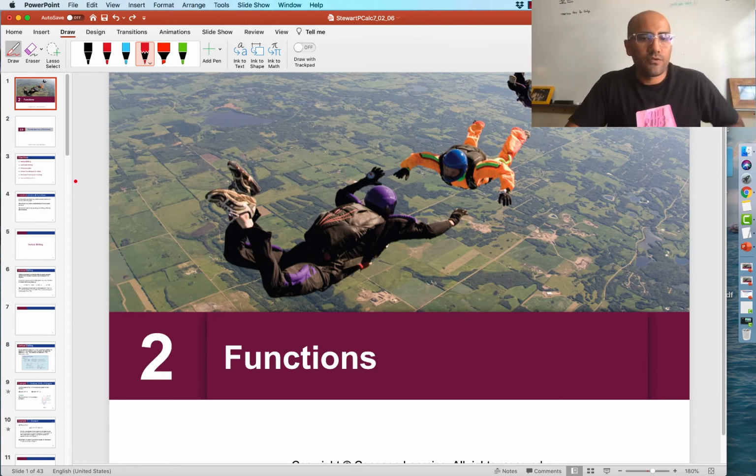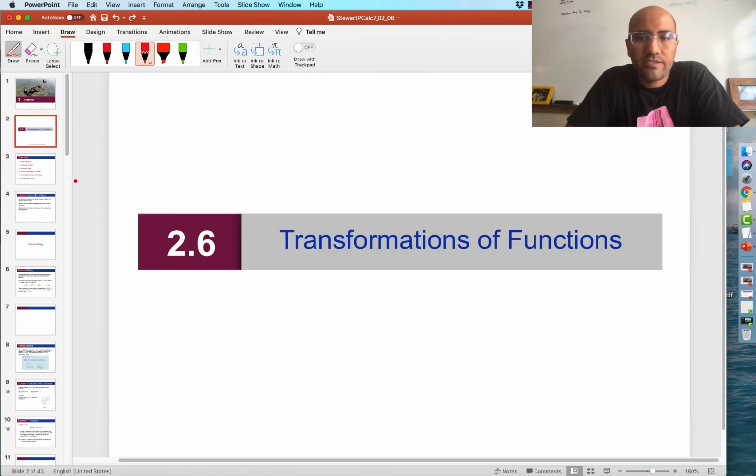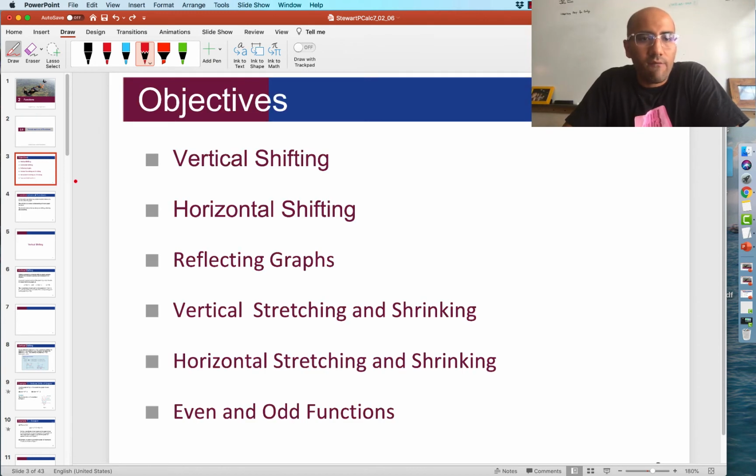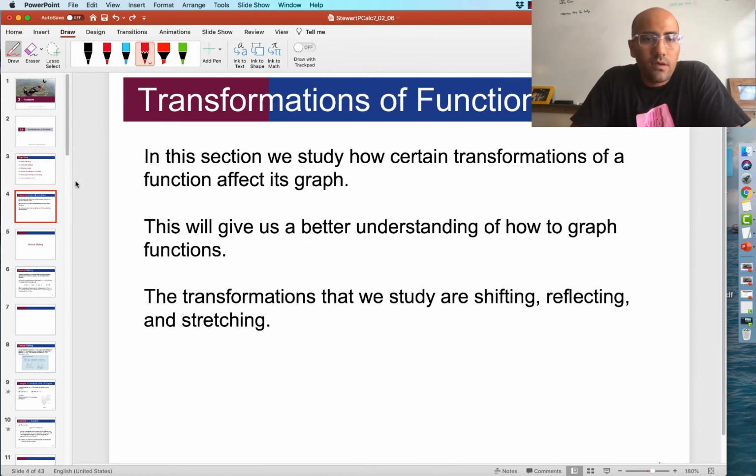Okay, let's move on to Chapter 2, Section 6, Transformation of Functions. In this section, we're going to cover vertical shifts, horizontal shifts, reflecting graphs, vertical stretching and shrinking, horizontal stretching and shrinking, and then look at even and odd functions. Okay, so in this section, we'll study how certain transformations of functions affect graphs. This will give us a better understanding how graphs function.